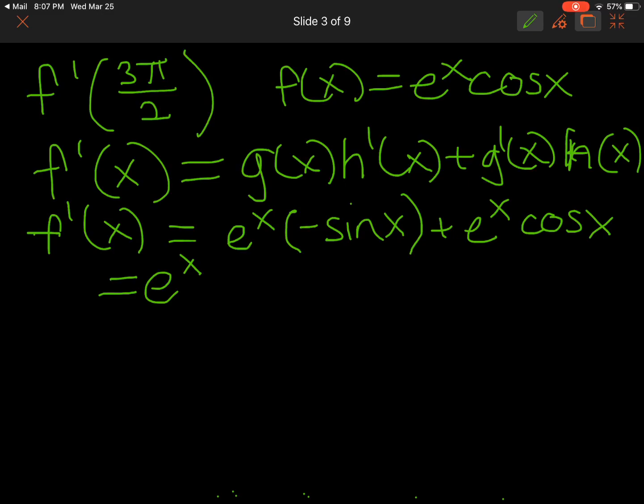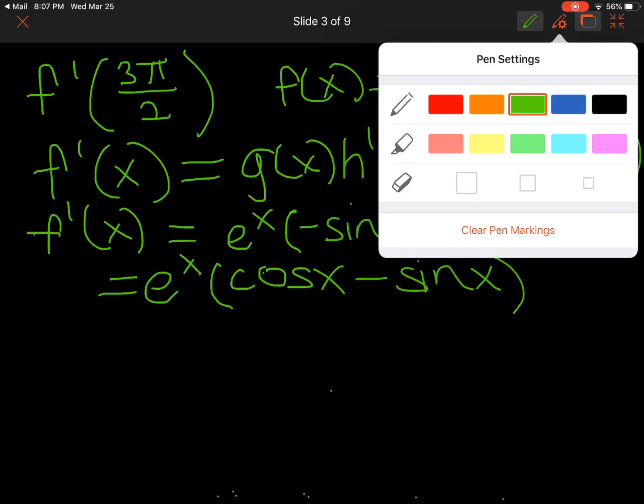And since that's cosine of x and that's negative sine of x, this is the same thing as cosine x minus sine x. Sorry for all the specs on the screen. I can actually go ahead and erase those real quick.